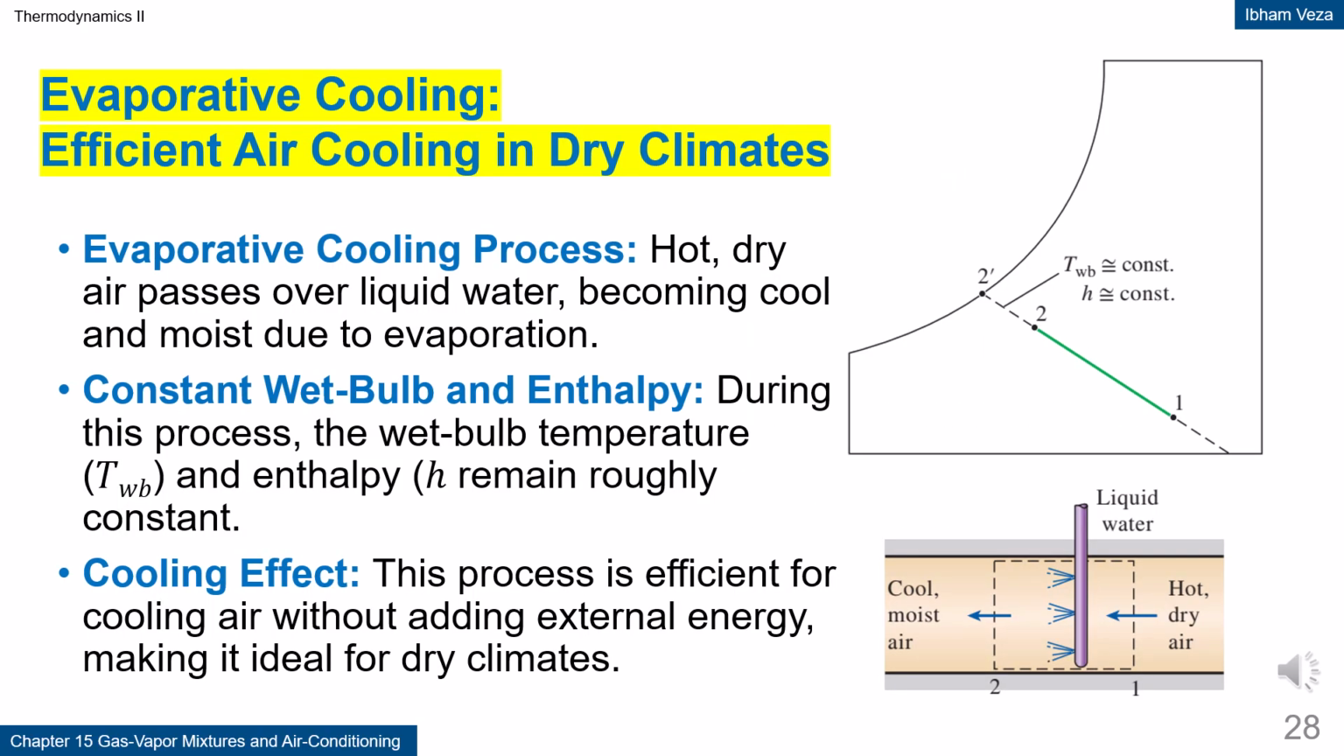Evaporative cooling of air. In this process, hot and dry air flows over water and becomes cooler and more humid. During this process, the wet bulb temperature and the enthalpy remain approximately constant. Cooling occurs without adding external energy. This principle is widely used in evaporative coolers in dry climates.